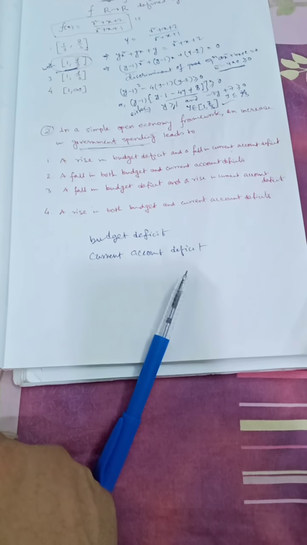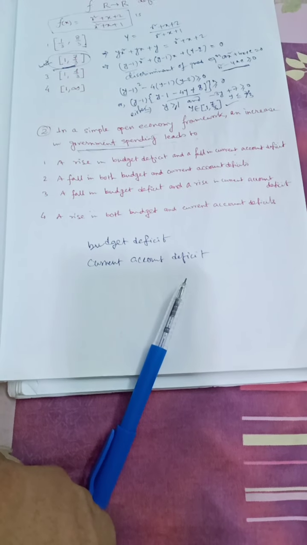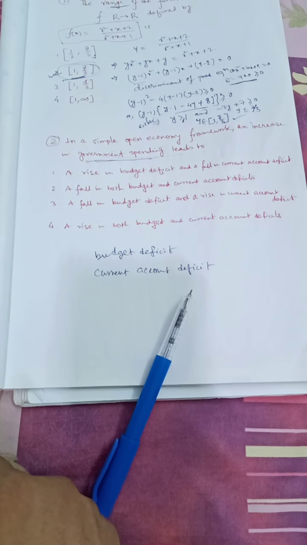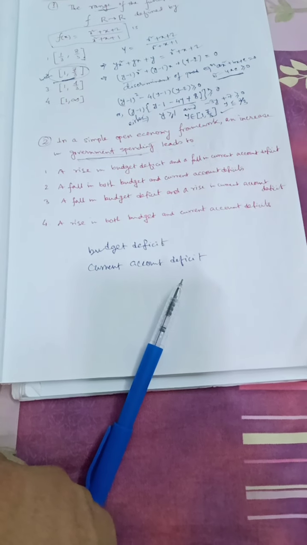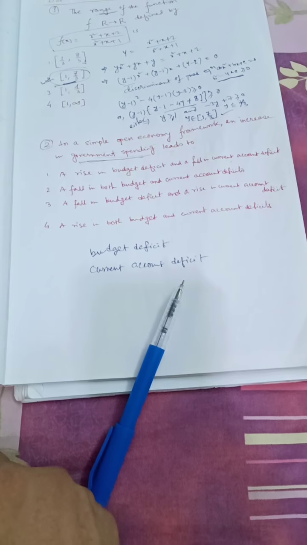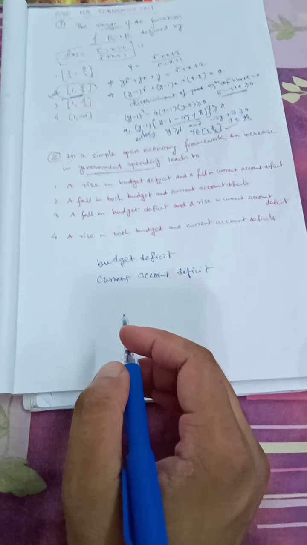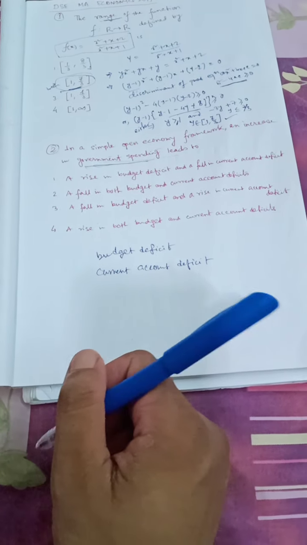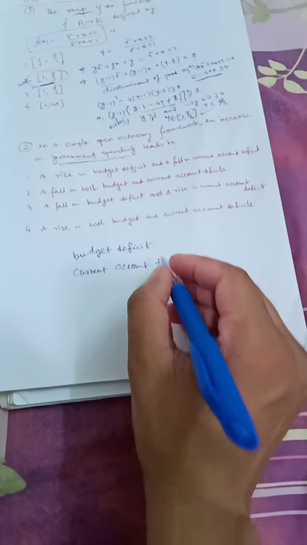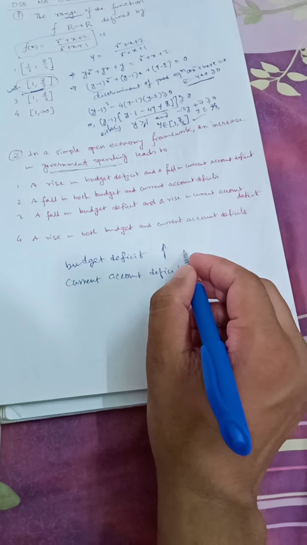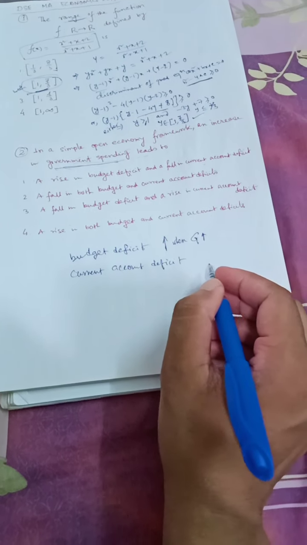What happens to the budget deficit if the government increases its spending? Budget deficit is the excess of government expenditure over revenue. So if government expenditure increases, then obviously the excess of government expenditure over revenue will also increase. This means the budget deficit will rise when G, government expenditure, rises.